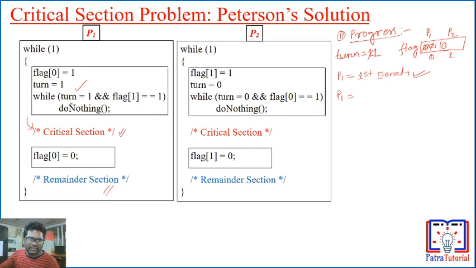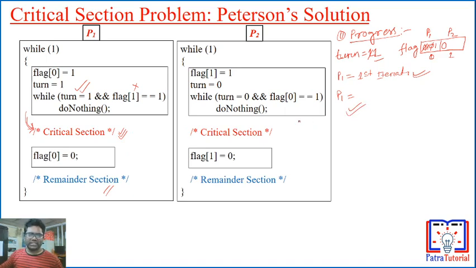Then it will check the while condition, right? Turn is equal to 1, yes, this condition is satisfying, and flag of 1 equal to 1. What is the value of flag of 1 now? It is 0, right? So this condition is not satisfying again, so it will directly go to the critical section, no problem at all. So P1 can enter into the critical section as many times as possible if P2 is not interested. So there is no problem at all. This is how progress is also satisfied in this problem.